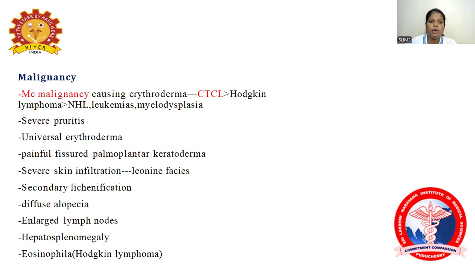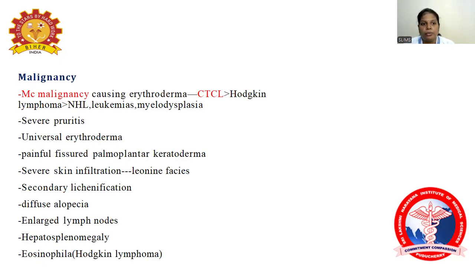So coming to malignancy, the most common malignancy causing erythroderma is cutaneous T-cell lymphoma, more common than Hodgkin's lymphoma, then non-Hodgkin's lymphoma, leukemias, and myelodysplasia.